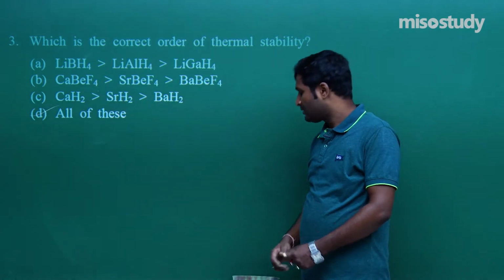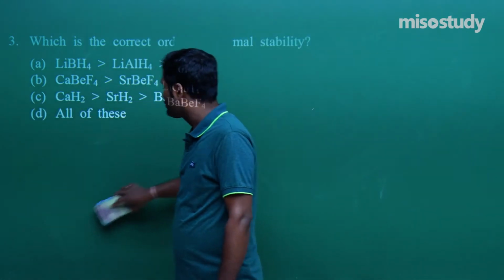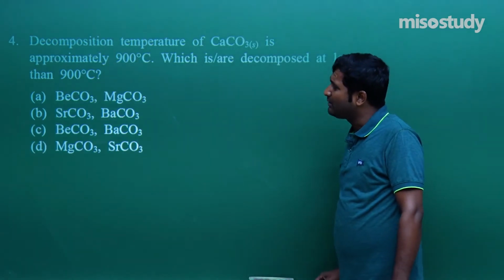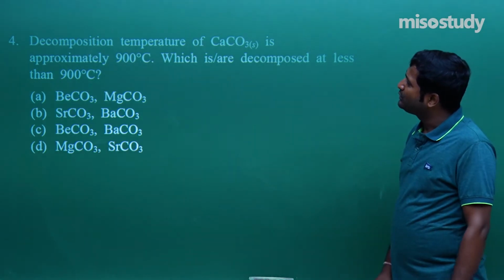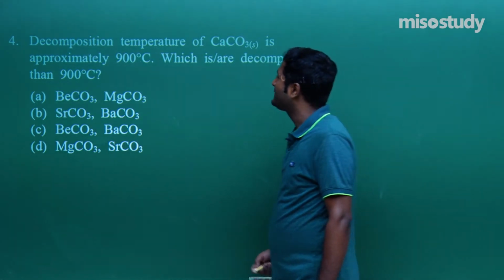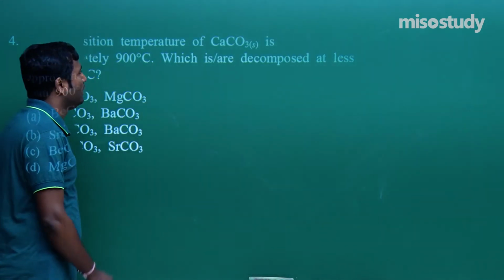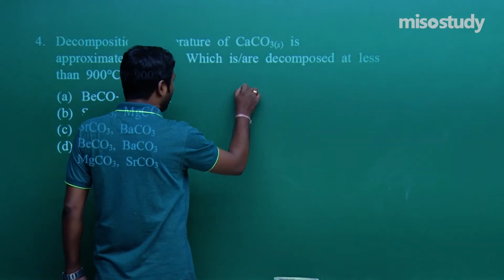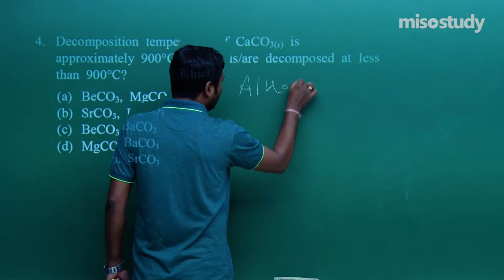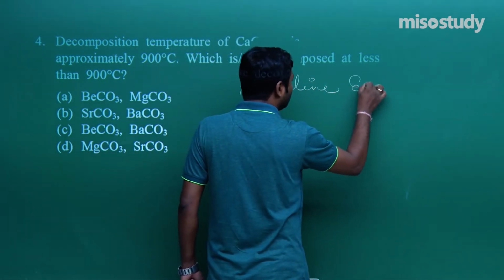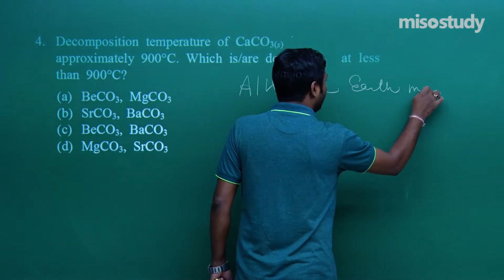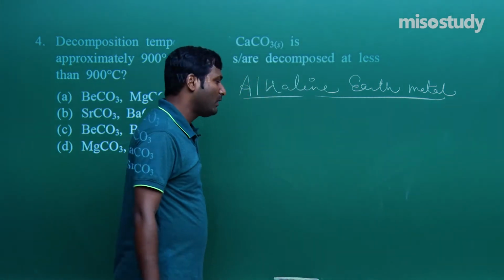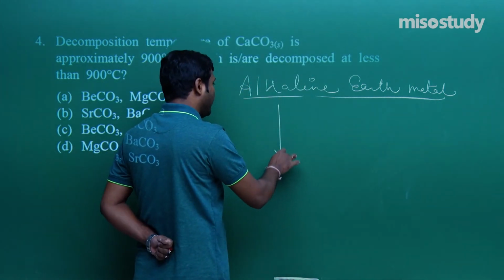Clear, friend? Now I'm going to wrap this part and we'll discuss the next question. Wait for a moment. Listen carefully. That is question number 4. Decomposition temperature of CaCO3 is approximately 900 degrees Celsius; which decompose at less than that? As we know, if I talk about alkaline earth metal carbonates, then what will happen?